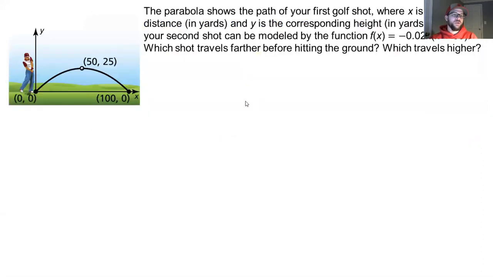So, one last real-life problem. A parabola shows the path of your first golf shot, where x is the horizontal distance and y is the height in yards. The path of your second shot can be modeled with the following function: y = -0.02x times (x minus 80). Which shot travels further before hitting the ground, and which travels higher?